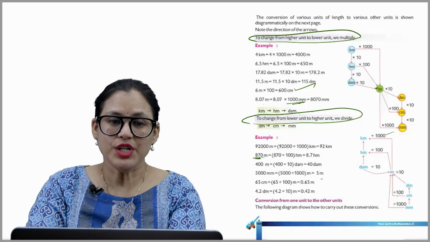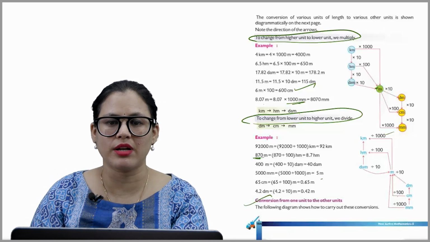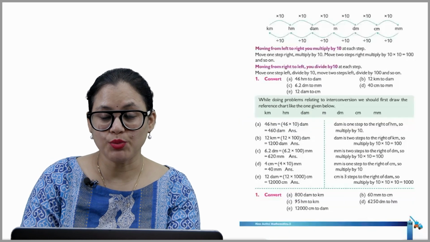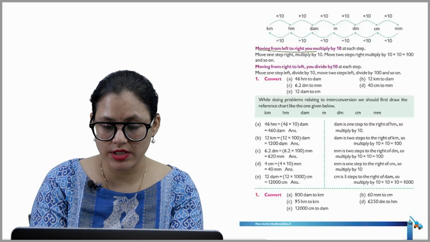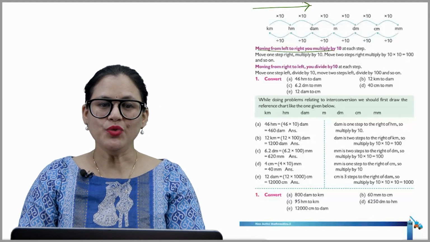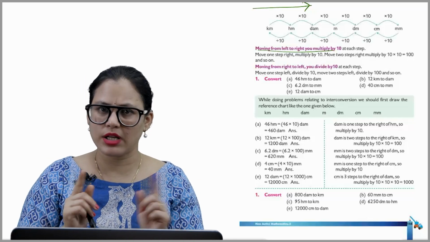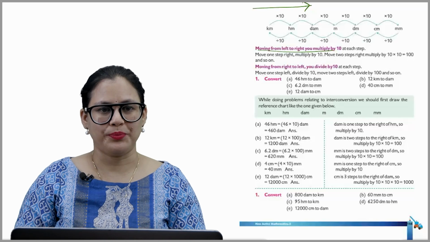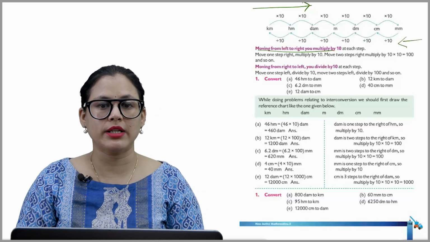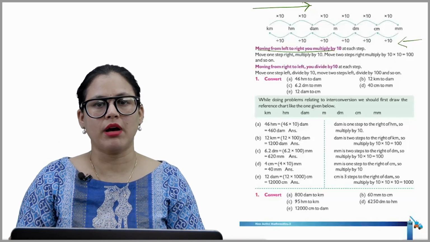Conversion from one unit to the other units. The following diagram shows how to carry out these conversions. Moving from left to right, you multiply by 10 at each step. When you go from here to here, move one step right, multiply by 10. Move 2 steps right, multiply by 10 into 10, that is 100, and so on. And moving from right to left, that is this side, you divide by 10 at each step. Move one step left, divide by 10. Move 2 steps left, divide by 100, and so on.